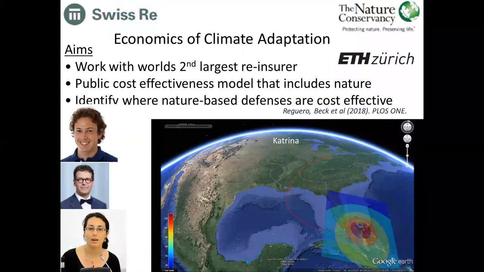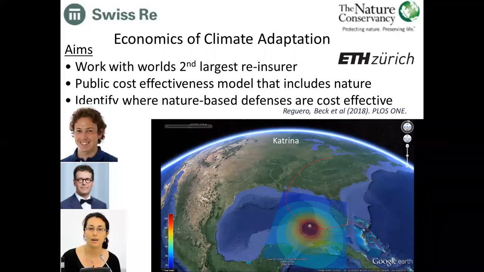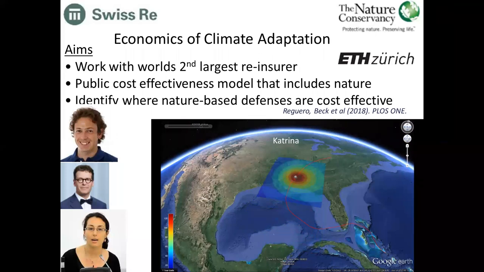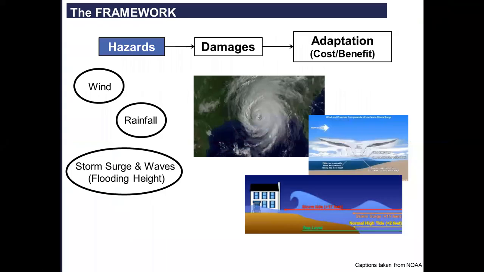Okay, what I now want to switch to is, it's not just being able to measure the effectiveness of these habitats in terms of risk reduction. You also have to be able to address their cost effectiveness and their relative cost effectiveness against, say, artificial infrastructure. And so as part of this work, led by Borja Reguero and done with David Bresch, it started when he was the head of sustainability at Swiss Re, the world's second largest reinsurer. We worked on adapting their economics of climate adaptation models into a public cost effectiveness model that includes nature, to identify where these nature-based defenses might be most cost-effective across the Gulf of Mexico.